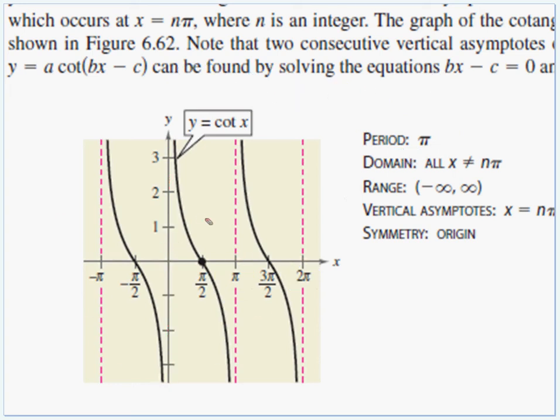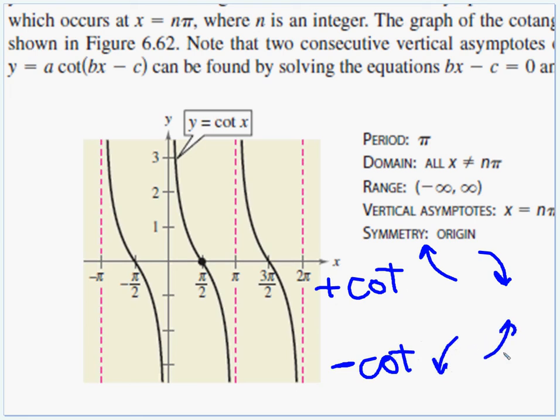Just like tan, between any two asymptotes will be an x-intercept. And another small change here is cotan, if it's positive, is going to go up to the left and down to the right. And if we make it a negative cotan, that will be down to the right and up to the left. So cotan is the same as negative tan. Negative cotan is the same as positive tangent as far as the up-down aspect of the graph.